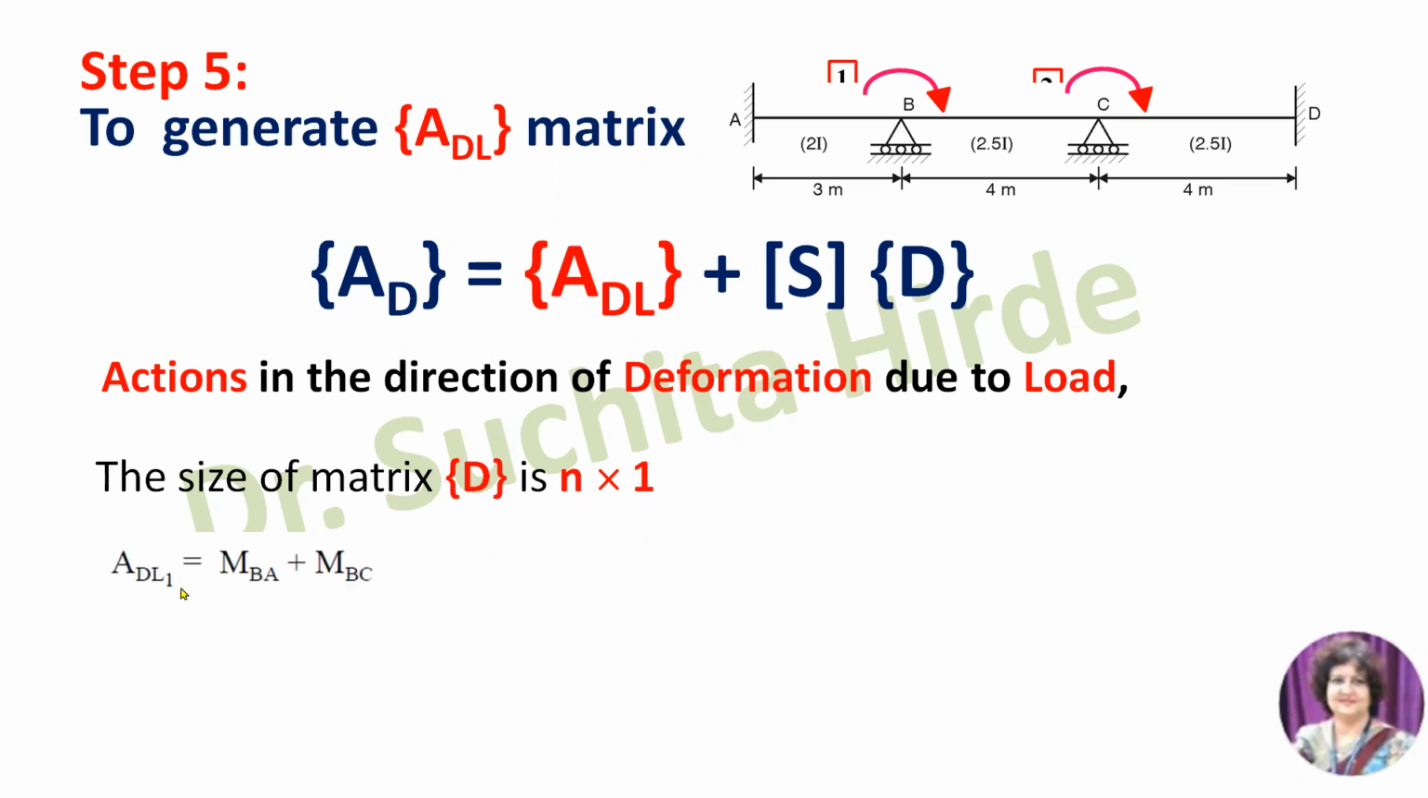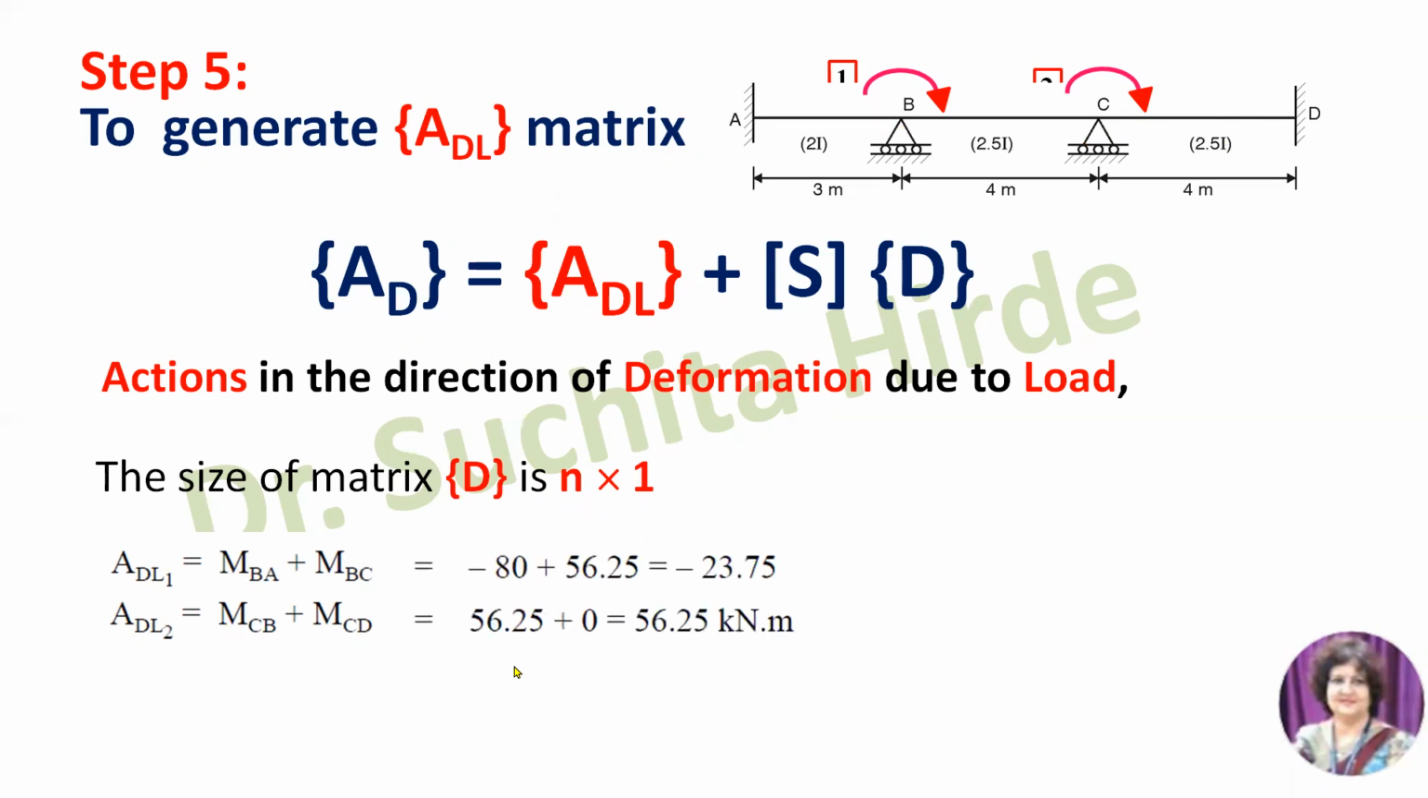So ADL1 is MBA plus MBC. So here it should be MFBA and MFBC. And ADL2 is MFCB plus MFCD. Please write here F, MFCB and MFCD. F stands for fixed end moment.